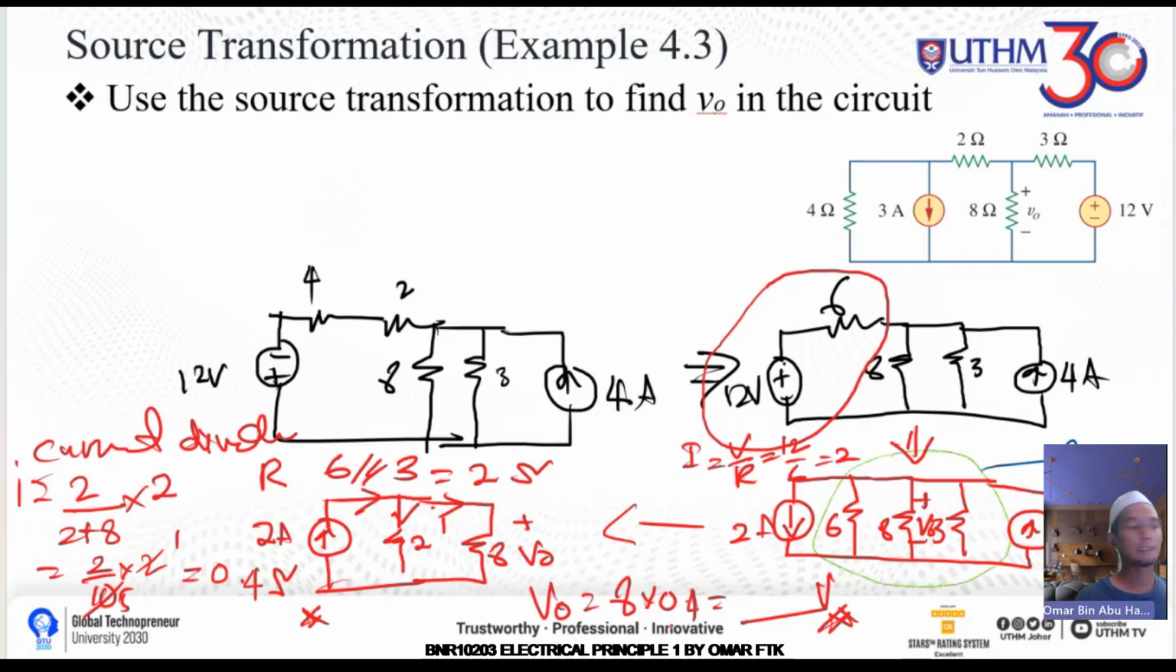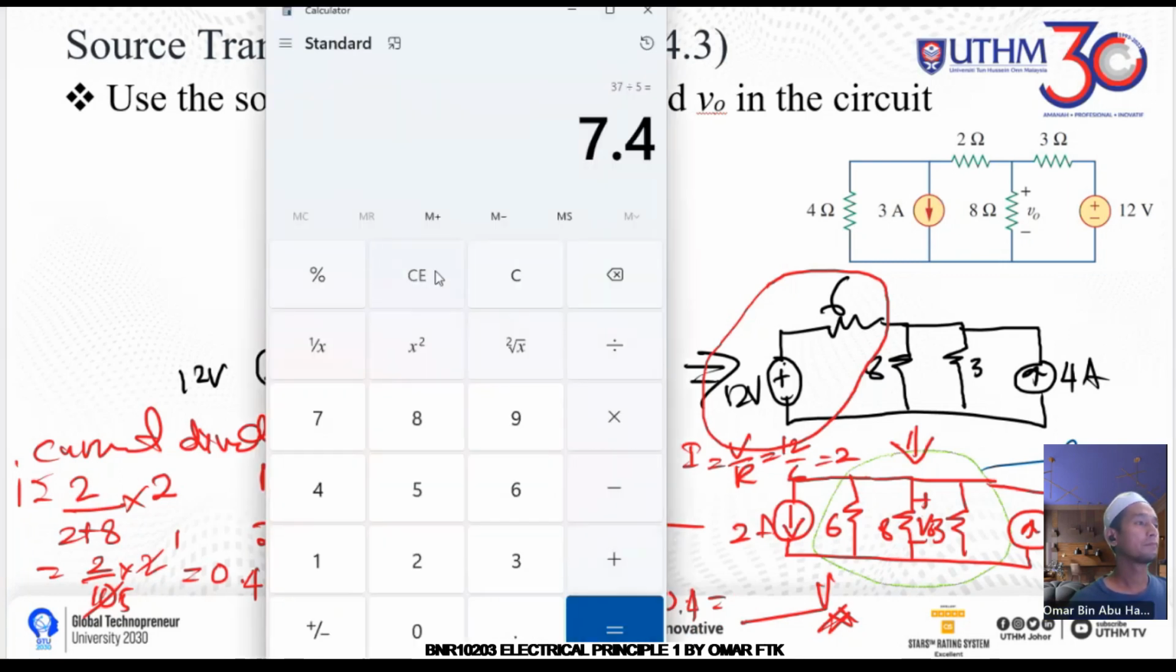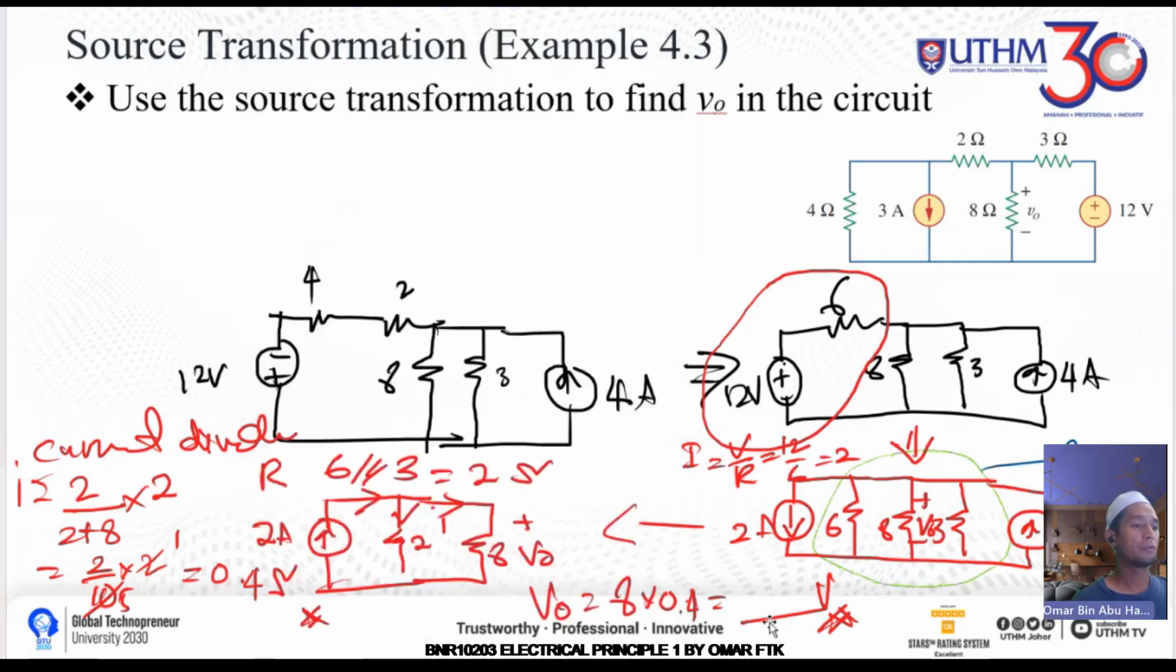0.4 times 8 is equal to 3.2. So you will have 3.2 volt. So this is the V out. V out here, V out is equal to 3.2. Okay. Try to do it again.